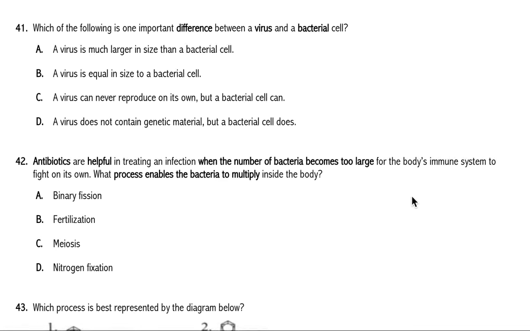Question 41. Which of the following is one important difference between a virus and a bacterial cell? A. A virus is much larger in size than a bacterial cell. B. A virus is equal in size to a bacterial cell. C. A virus can never reproduce on its own, but a bacterial cell can. D. A virus does not contain genetic material, but a bacterial cell does.